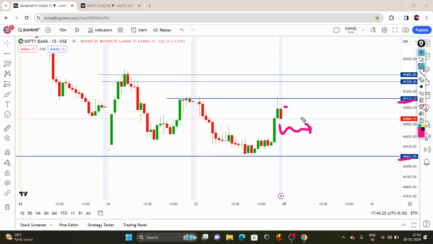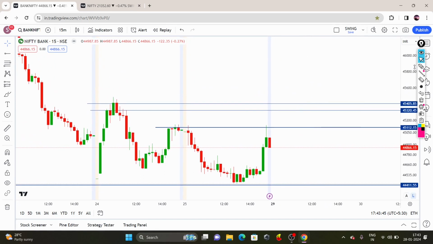If Bank Nifty makes a flat opening or gap up opening or positive opening near the previous closing, and if it closes above 45,112 in the 15 minutes time frame, then only I will be planning for a momentum till 45,400 levels. So this is my plan for the long side.